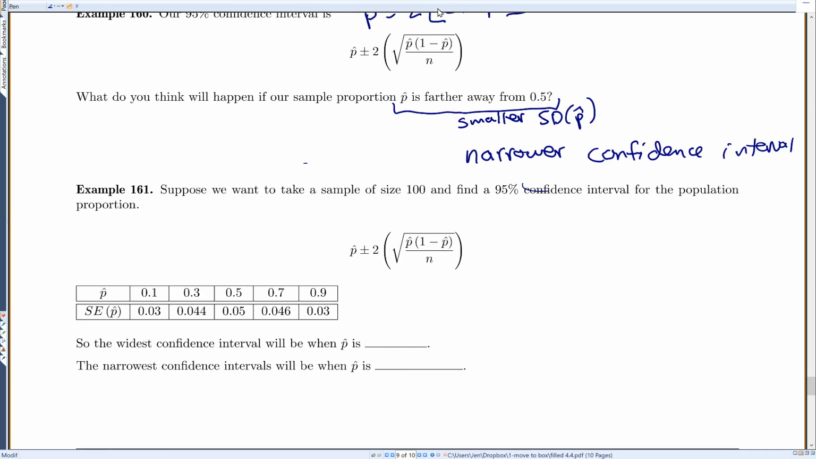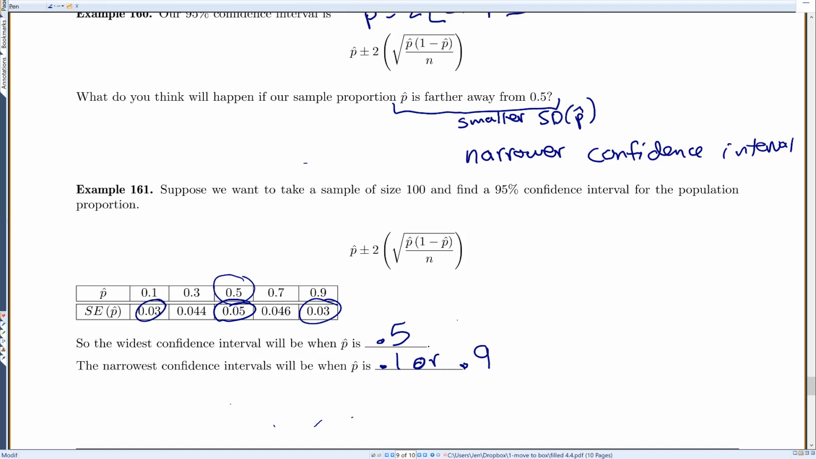So let's actually try it out with some numbers. Suppose we want to take a sample of size 100, find a 95% confidence interval for the population proportion. Let's look at what we actually get for different values of p hat. So for p hat of 0.1, my standard error is 0.03. For 0.3, my standard error is 0.044, etc. So the widest confidence interval will be when p hat is, okay, let's see, where's my biggest standard error? My biggest standard error is 0.05. So that's going to happen when p hat is 0.5. And the narrowest interval will be when we're at 0.1 or 0.9.